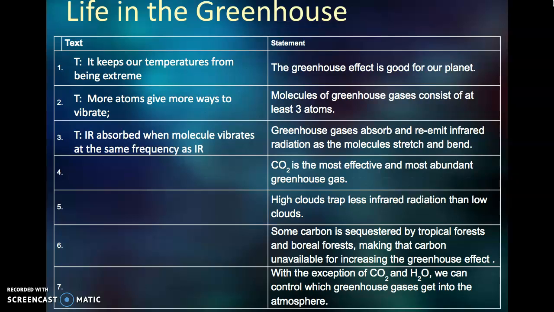See, what happens is sunlight enters into the atmosphere, it gets absorbed by these greenhouse gases, the greenhouse gases vibrate back and forth, and they also re-emit some of that infrared radiation into other greenhouse gases, causing them to vibrate as well. Okay, carbon dioxide is the most effective and most abundant greenhouse gas. This is actually not true.